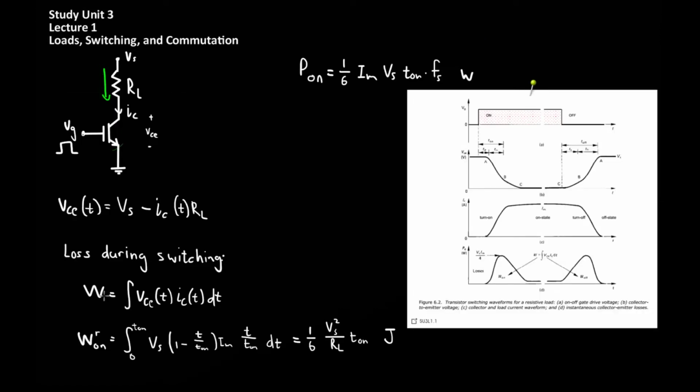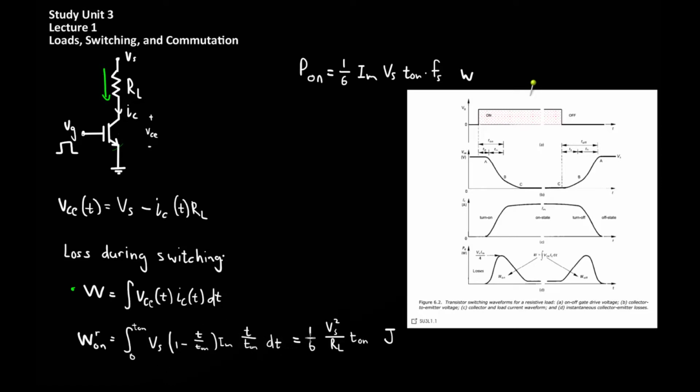During switching, the energy lost during switching is given by this equation over here, with W equal to the integral of VCE as a function of time multiplied by IC as a function of time integrated over the switching period. Expanding this integral to actually contain times and values from the circuit, the on energy wasted, W on, is given by the integral from 0 to T on, which is this time period over here, multiplied by Vs times 1 minus T over T on times the maximum current, multiplied by T divided by T on dt.